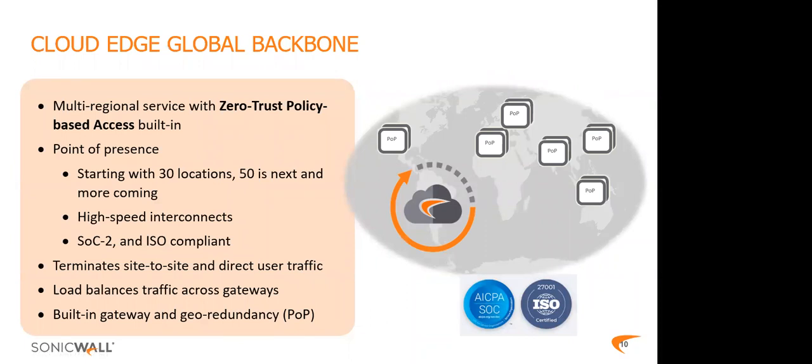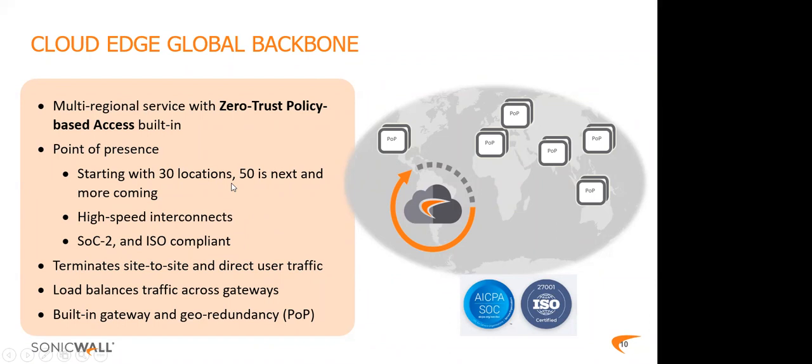So this is the cloud edge service in general. We can see that the multi-regional service with zero trust policy-based access is built in. So the zero trust policy is built in, which is very convenient and very easy to deploy the policy also. And SonicWall Cloud Edge starts with 30 locations, which means they have 30 gateway locations.